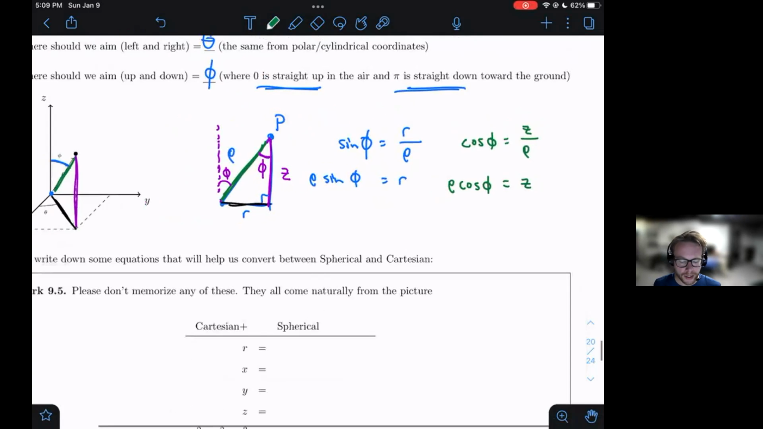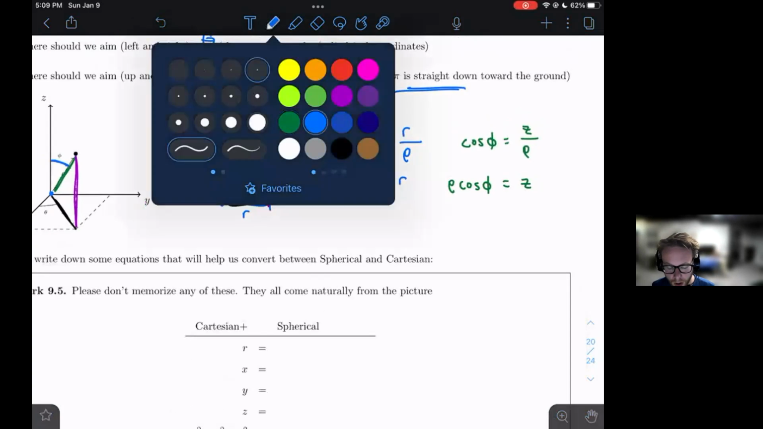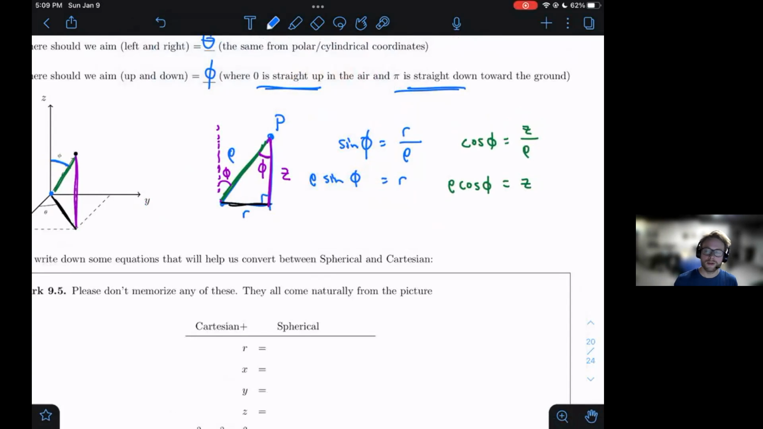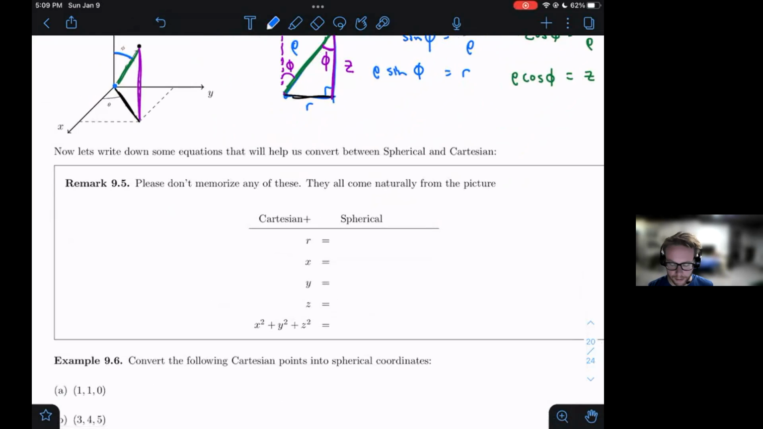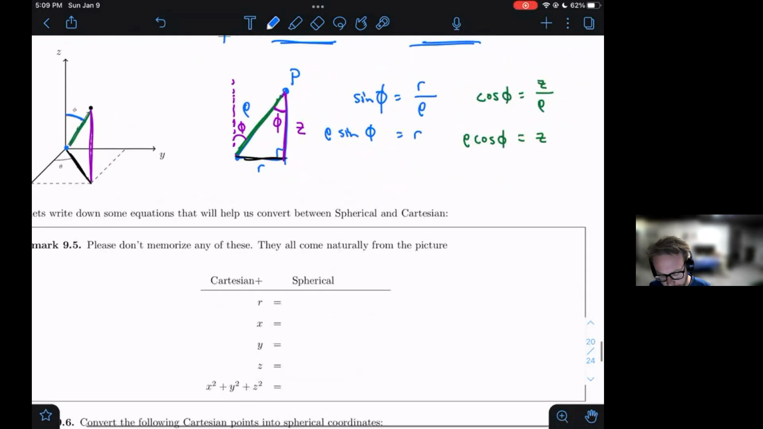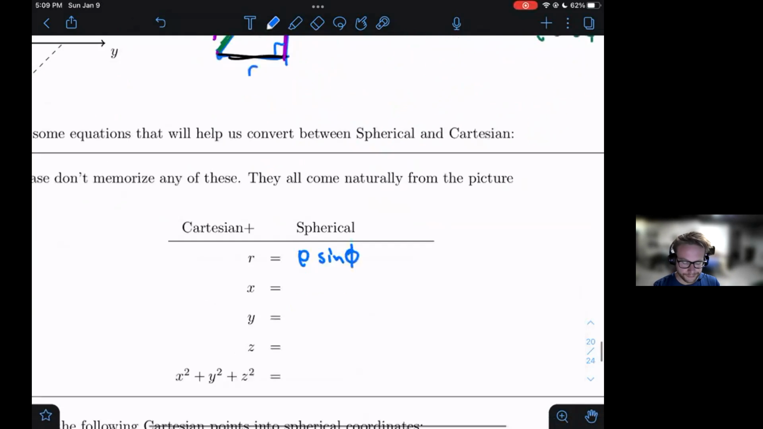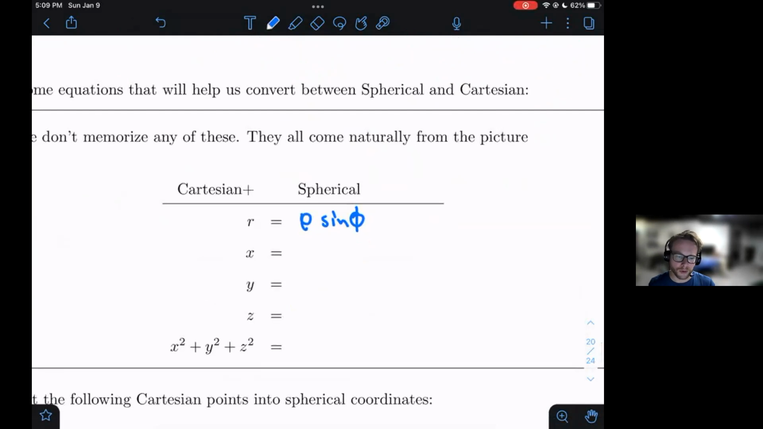And so this little picture right here will actually give us all of the formulas that we need to go to spherical coordinates. And so here we have our box where we'll write down all of these formulas. So first of all, again, r, I have it up here, that this is rho sine phi. So this is Cartesian plus, we'll also include the r here, and I'll show you why this ends up being very useful. So x, right?